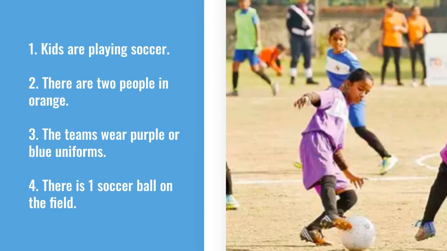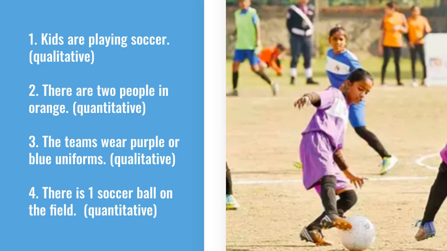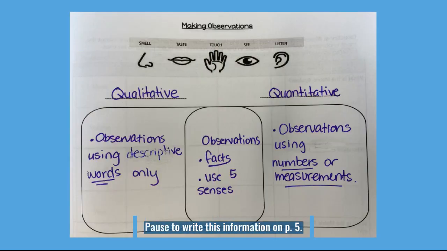Let's go back to the previous photograph. Which of these observations are qualitative and which are quantitative? Pause for a moment to think about this. If you said observations 1 and 3 were qualitative because they only included words, and observations 2 and 4 are quantitative because they included numbers, you are correct. Pause for a moment to write down this information in your science workbook on page 5.